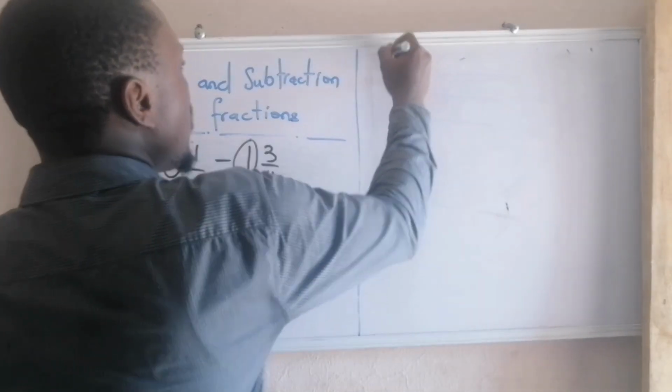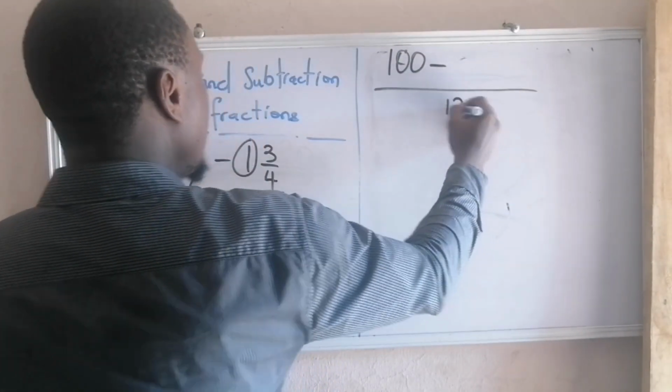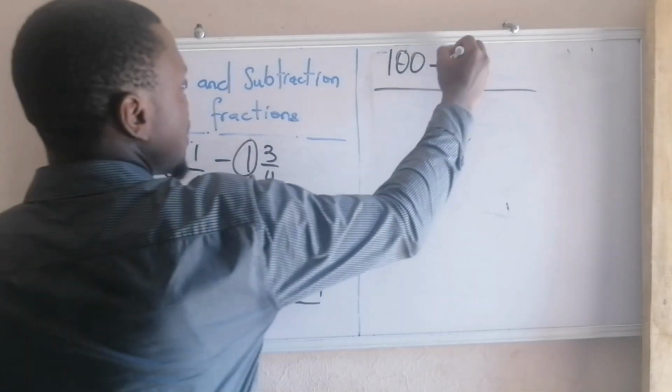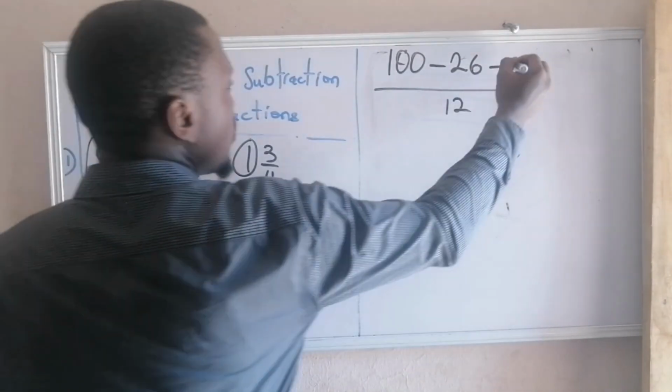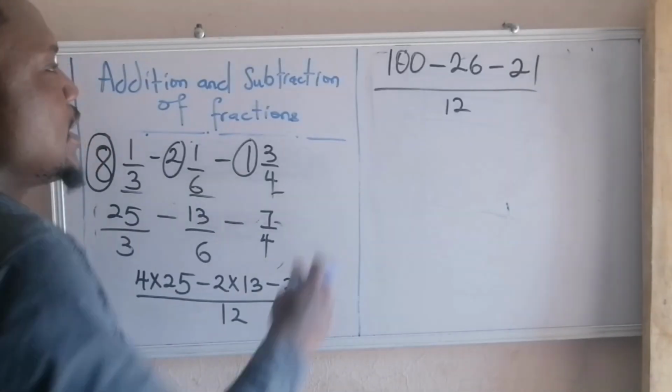So what is 4 times 25? 4 times 25 will be 100. What is 2 times 13? 2 times 13 will be 26. You put your minus. What is 3 times 7? 3 times 7 will be 21.